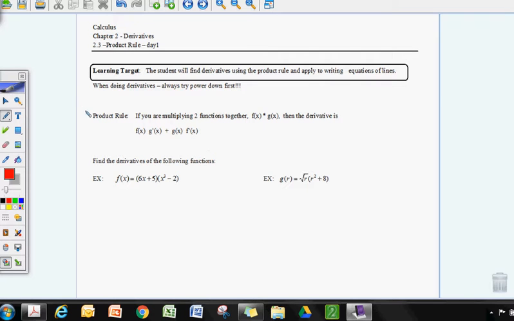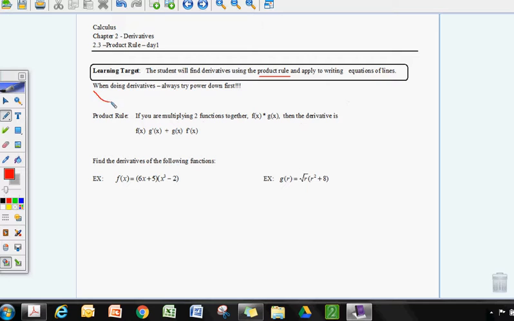Today we're going to be talking about the product rule, and the product rule comes after finding derivatives because now we're going to have our equations look a little more complex. Notice your learning target for today: we're going to be using the product rule to apply and write equations of lines. Our end result is going to be the same as what we've done before.